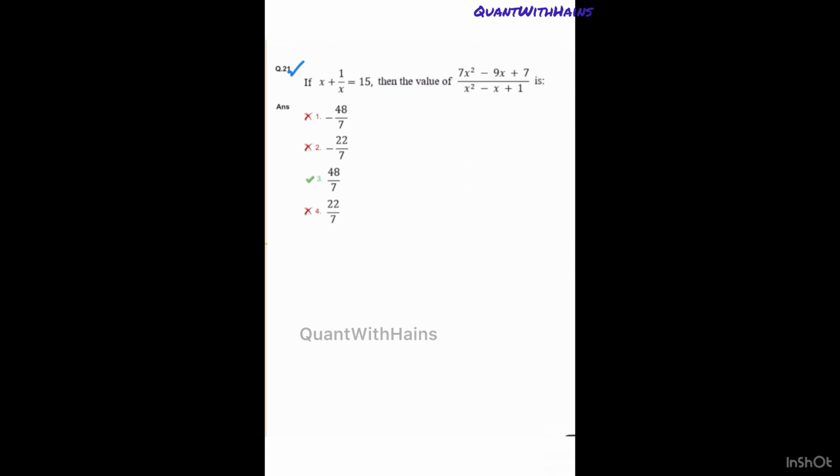Let us understand the 21st question. Here something is given: x square plus 1 by x is given as 15. How do we solve this? Nothing is there means 1. We can do cross multiplication. x into x, x square, 1 into 1, 1 by x is 15. From here we get x square plus 1 as 15x.